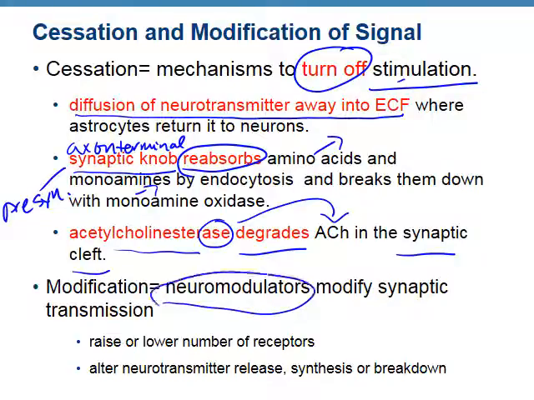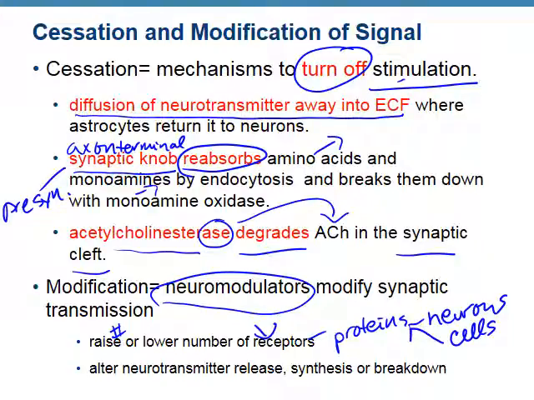We also have to think about the fact that there can be modifications to the number of receptors on a neuron. So I briefly mentioned before that you can upregulate, you could make more receptors. Remember, receptors are proteins, and remember, neurons are cells. So the neurons can make the proteins that they need, and those proteins can go to the membrane and become receptors.